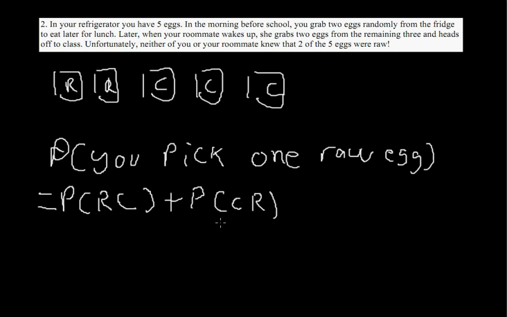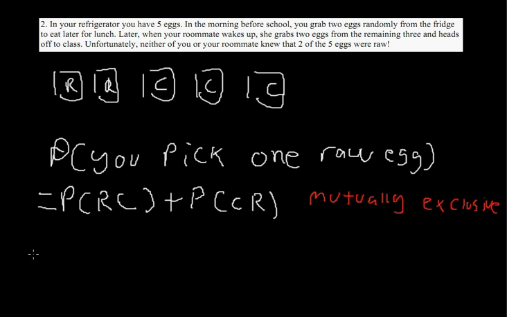Why did I add this? Well, because these 2 events are mutually exclusive, right? Because you can't pick a cooked and a raw one and a raw and a cooked one. If this happens, you know this cannot happen. So now let's work out these probabilities.